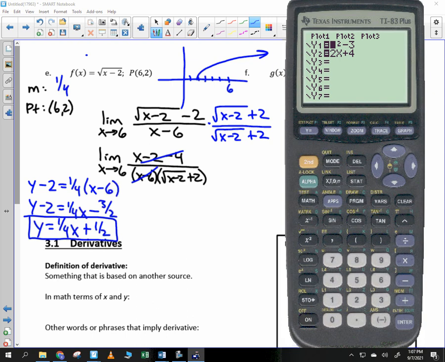I would like to see if my answer is correct, so in here I type the square root of x minus 2. And on the bottom I type in 0.25x plus 0.5. And I graph, and hopefully it looks like one is tangent to the other. And to me, that never gets old. It's beautiful every time I see it.